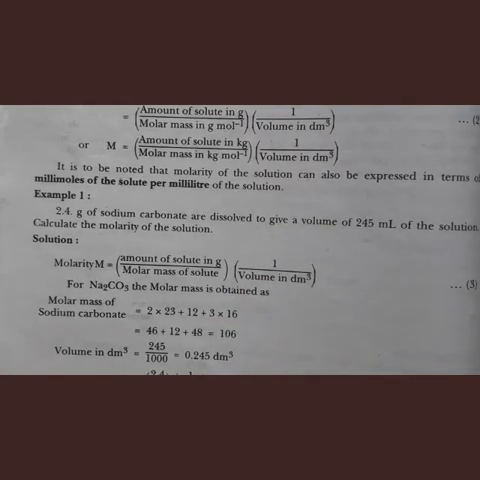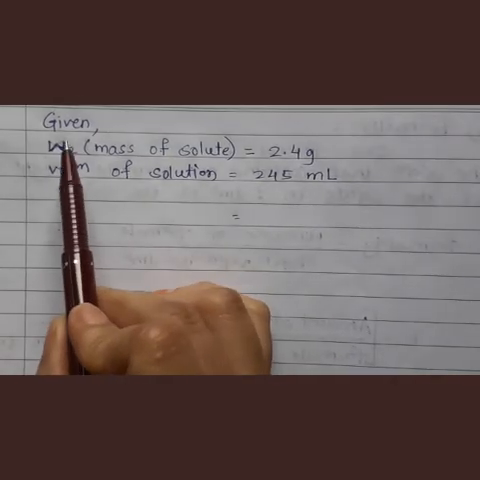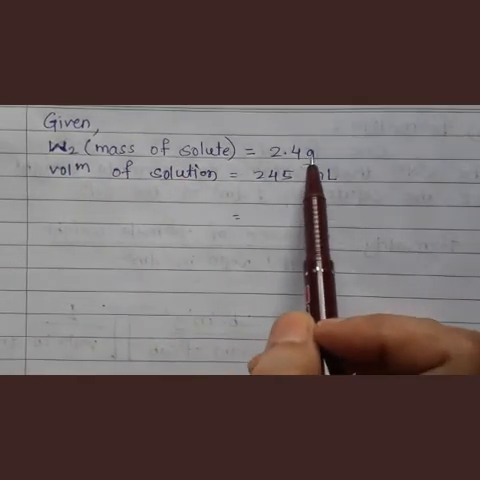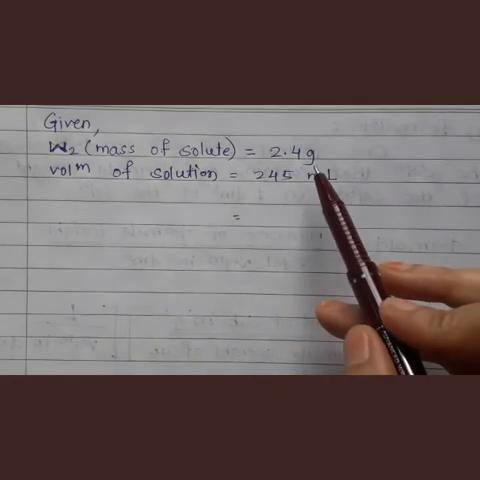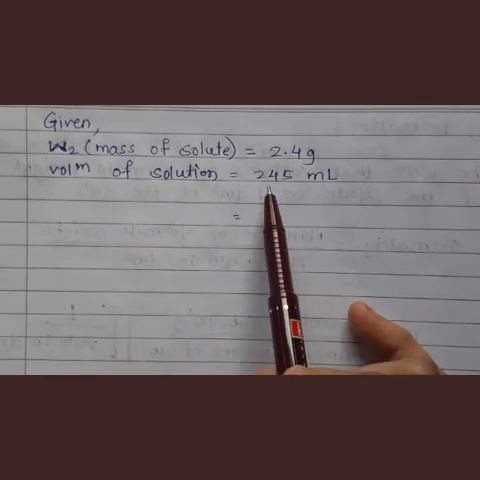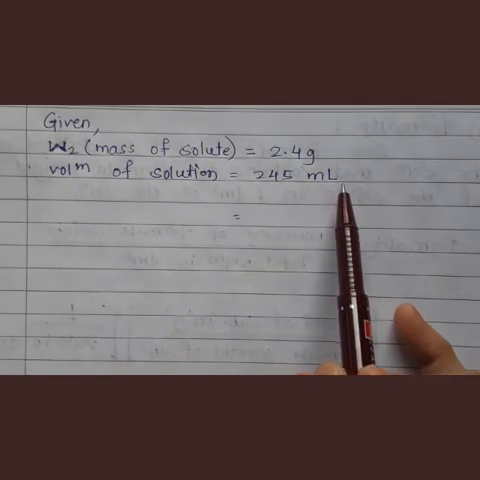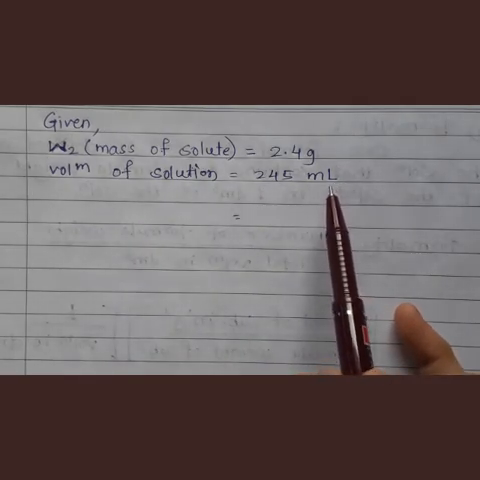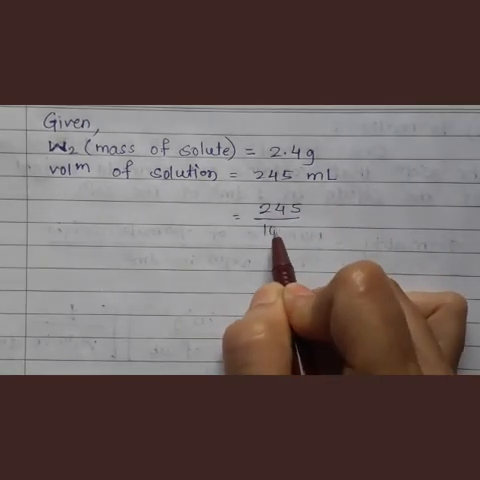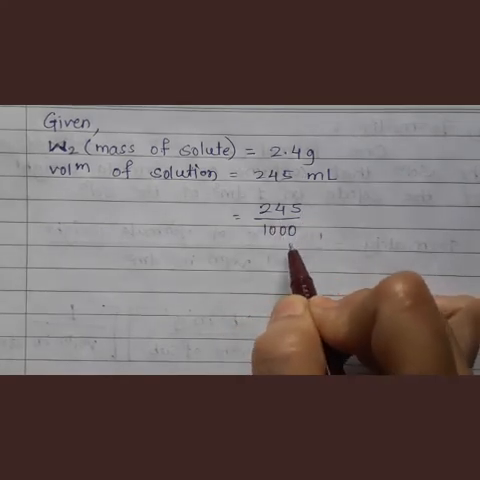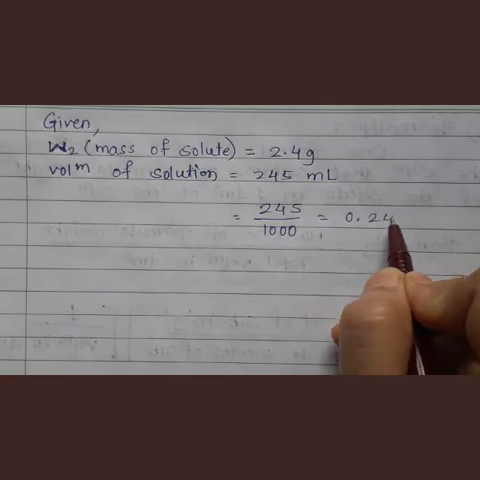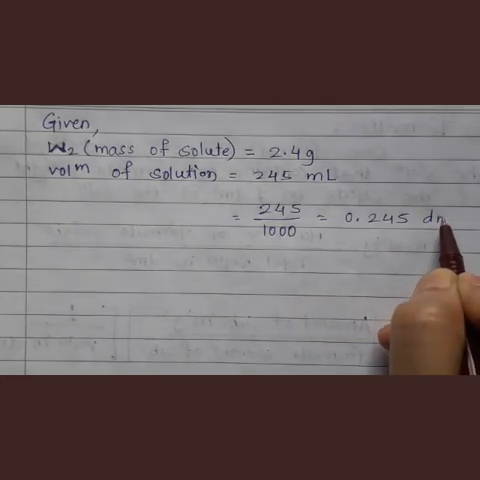Okay, so let us solve. First, write the given things. W2 is given. Okay, mass of solute is 2.4 grams. Now it is given in grams, so no need to convert. Now the volume of solution is given, 245 milliliters. So first we have to convert that into dm cube. So let us divide by 1000. 245 divided by 1000 is equal to 0.245 dm cube.